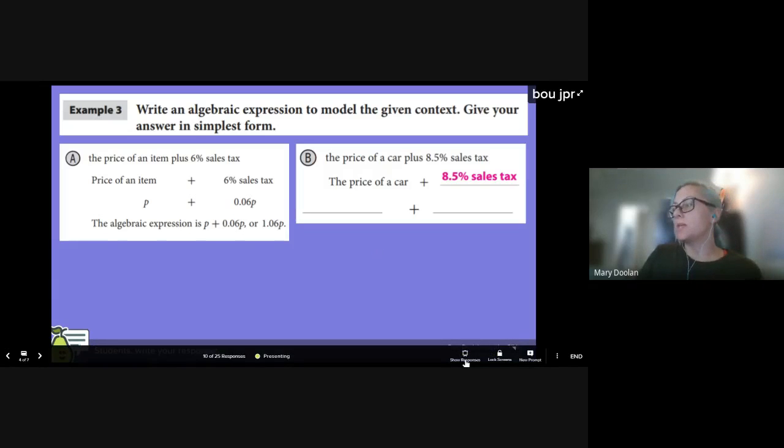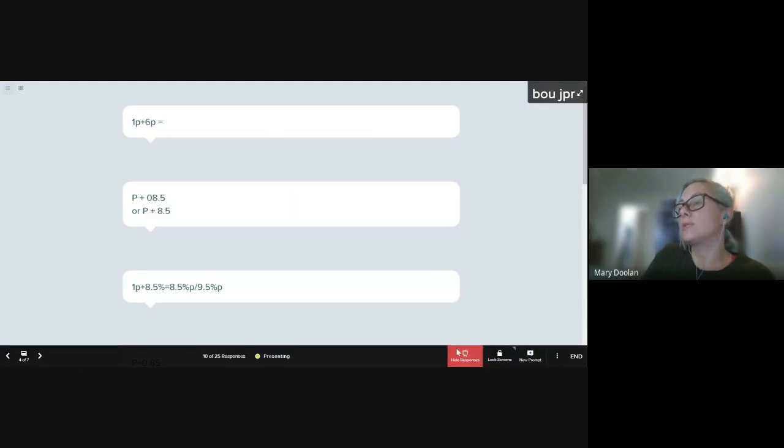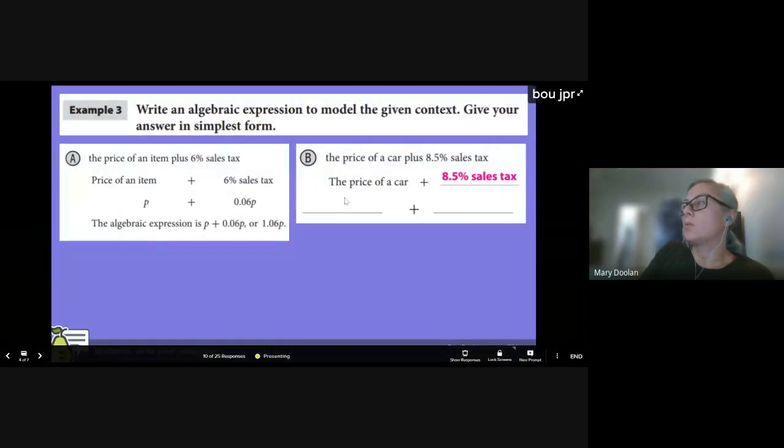Okay, I'm going to show some of the responses that I'm getting from you guys. I only have 10 so far. I wish I would have more of you participate. So 1p plus 6p. 1p definitely makes sense here because there is a p. You could put 1p or just p. They're both exactly the same. And then this wouldn't be 6p for this one, okay?